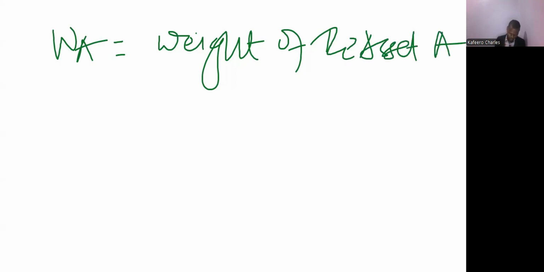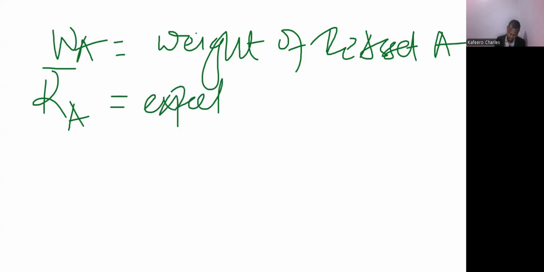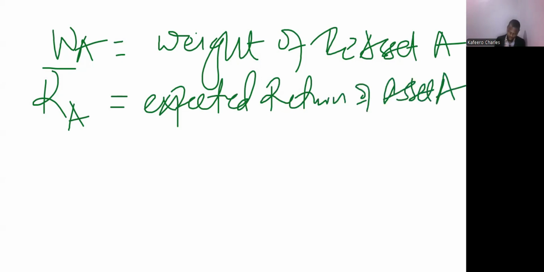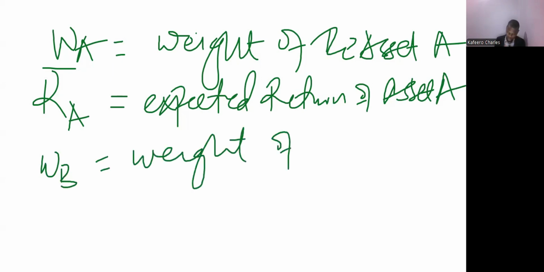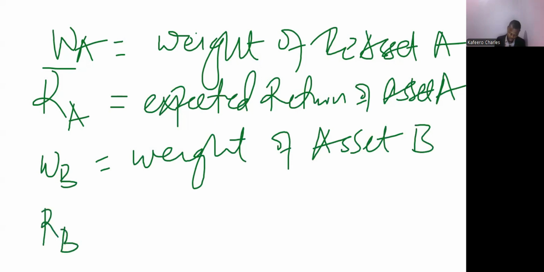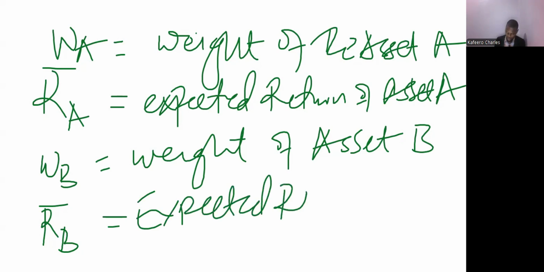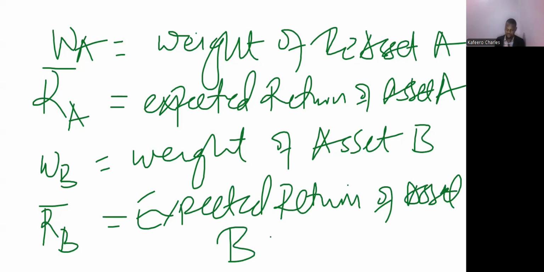Then this RA bar is actually the expected return of asset A. Then the WB is actually the weight of asset B. Then RB bar is the expected return of asset B. So that's the formula that we use to compute the expected return of a portfolio.